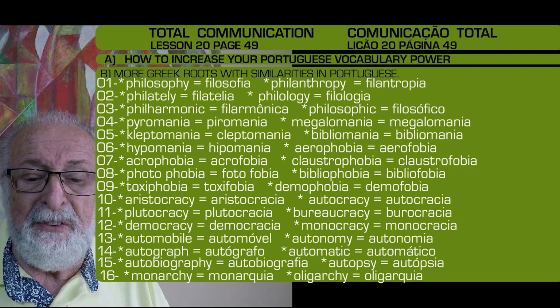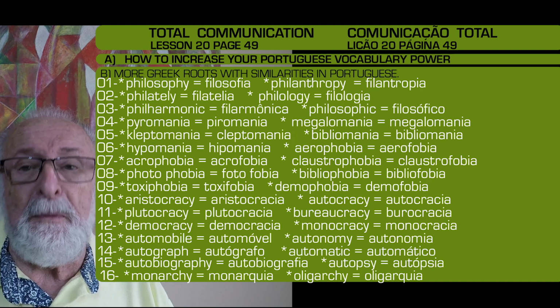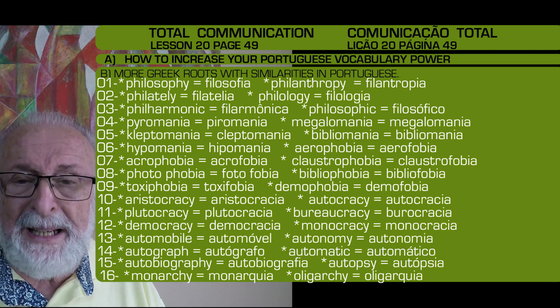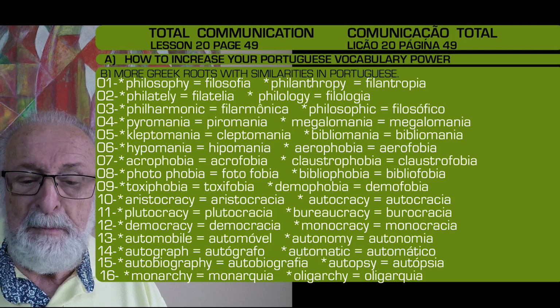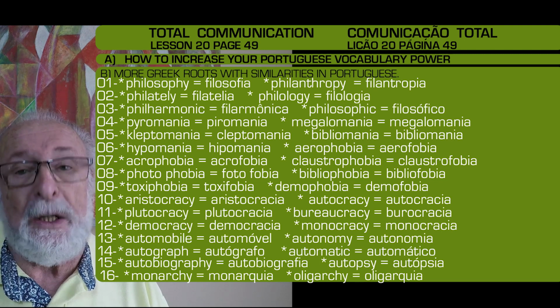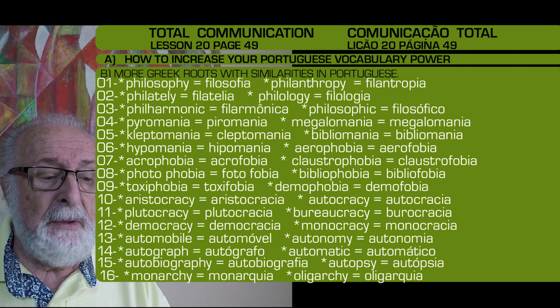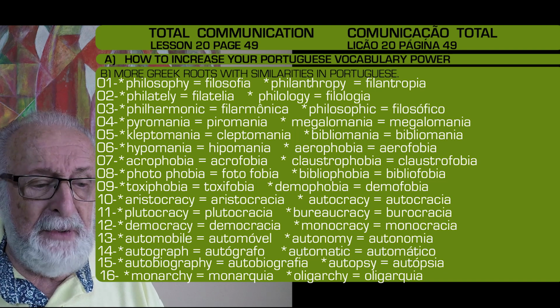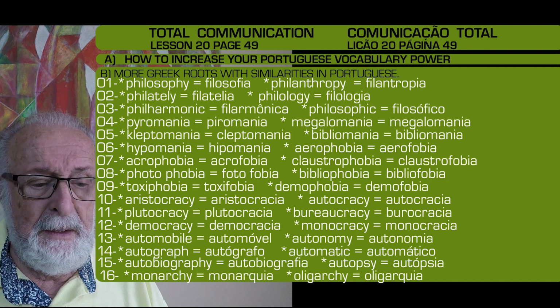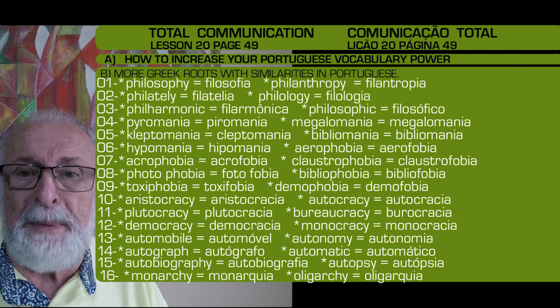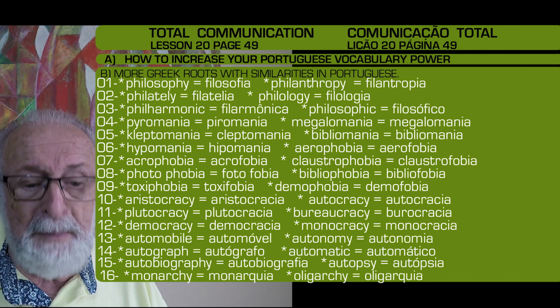Aerophobia means aerophobia in Portuguese. We're going to change the PH for the letter F. In line 7, we have acrophobia. Acrophobia will be acrofobia in Portuguese.